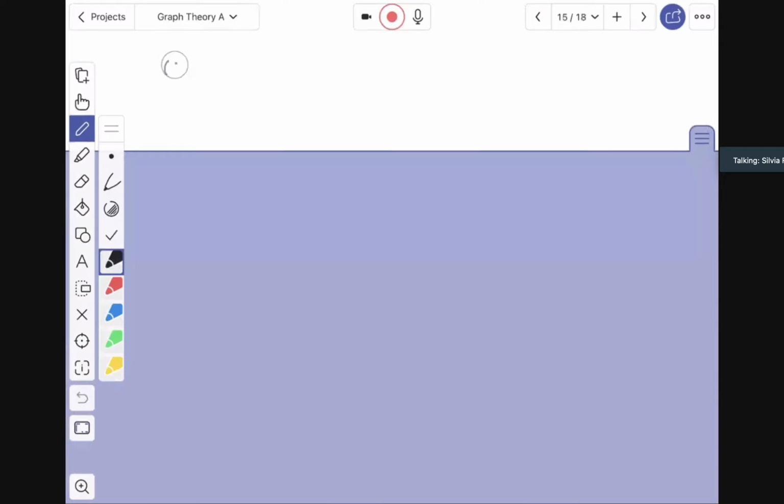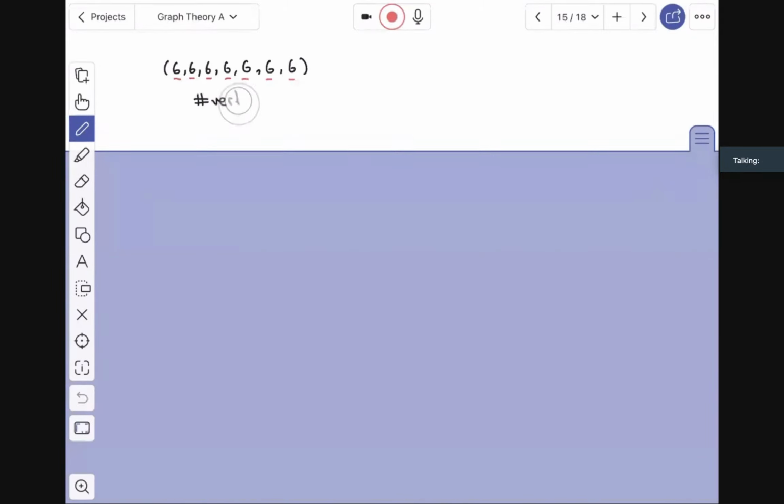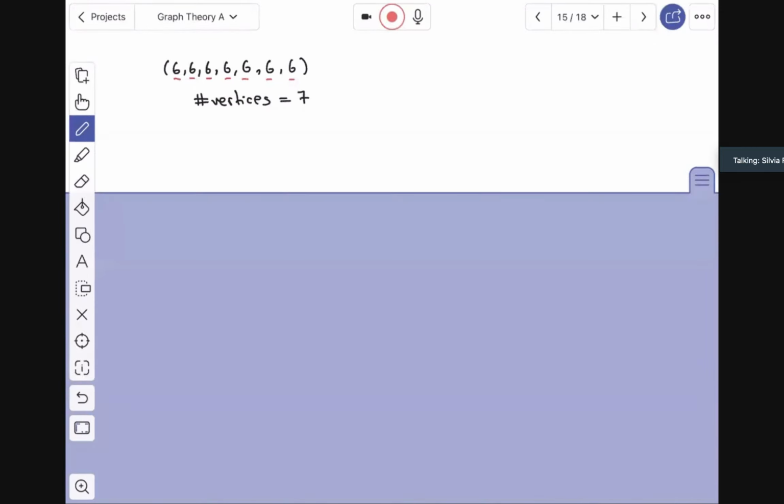So, let's see. The sequence of sixes. 1, 2, 3, 4, 5, 6. There were 7 sixes, right? Okay. So here you will have the number of vertices is 7. 1, 2, 3, 4, 5, 6, 7. So number of vertices 7, and all of them of degree 6.